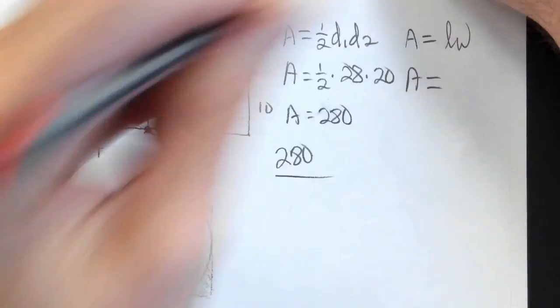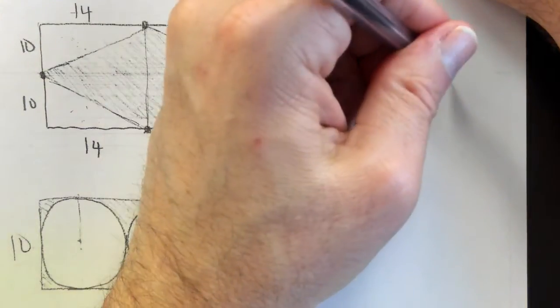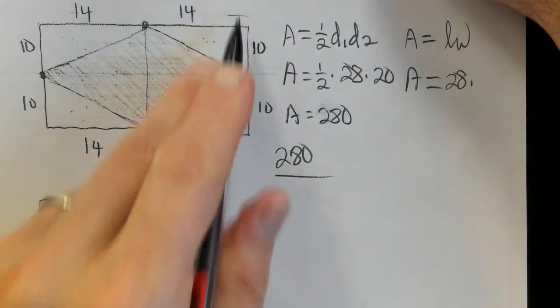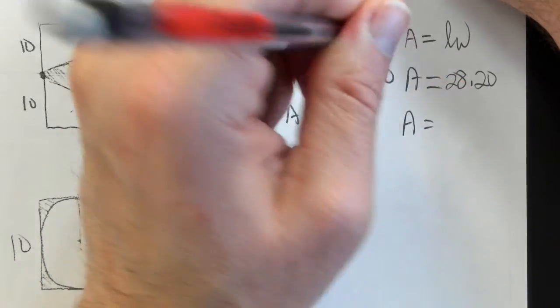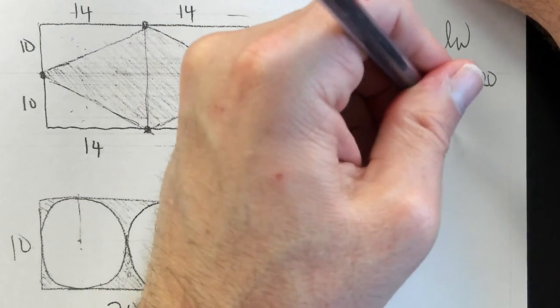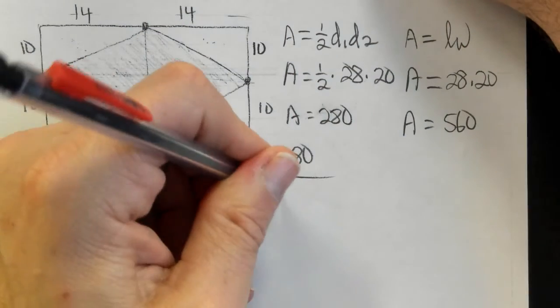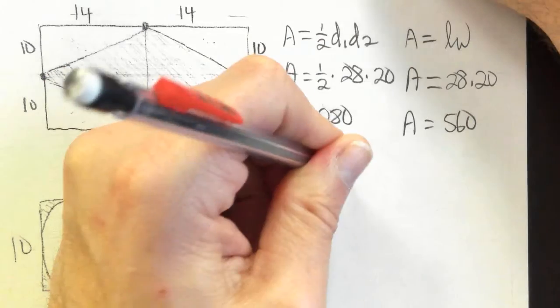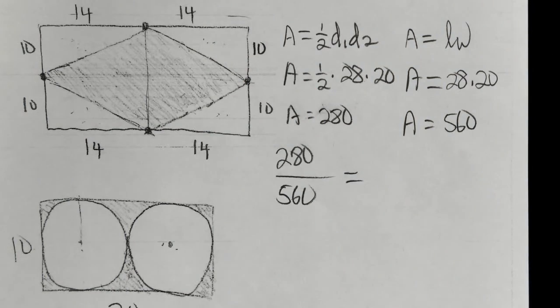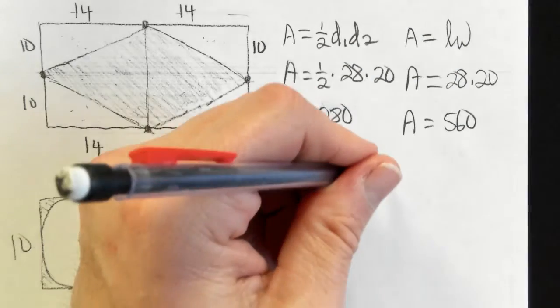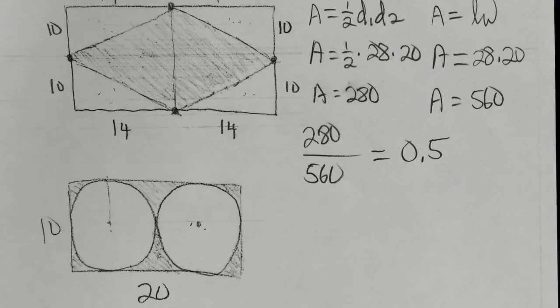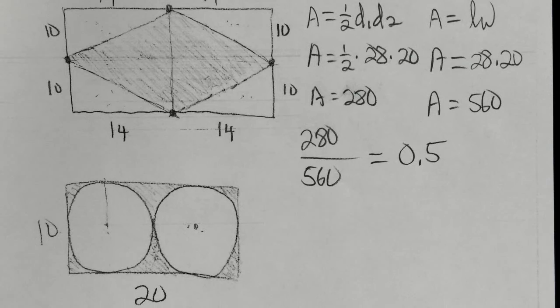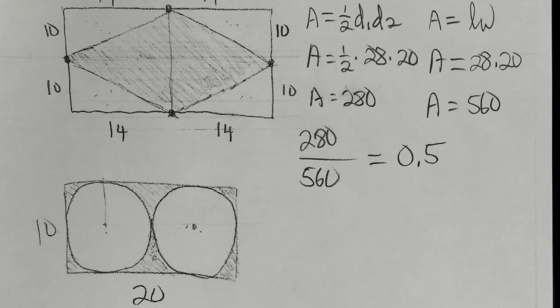So what's the length of the rectangle? 14 plus 14, 28. Same as the diagonals. What's the width? 20. And so that'll multiply together to get 560. So 560 is on the bottom. And if you take a calculator and divide that out, you would see that that was equal to 0.5. So exactly a 50-50 shot at landing in the shaded region. 50% chance, half and half. Okay. One more we need to practice here.